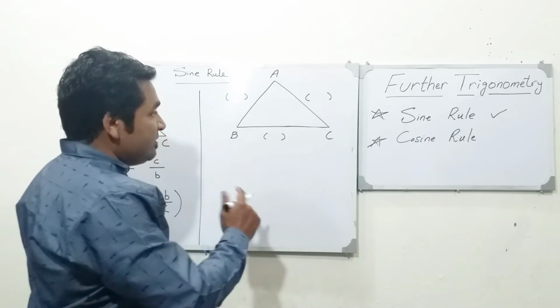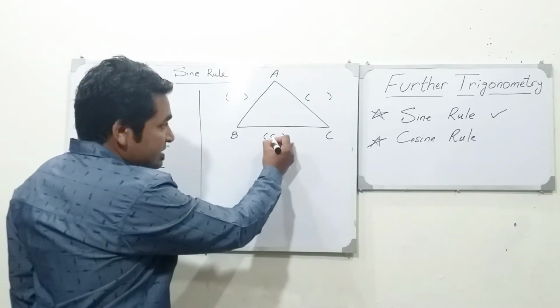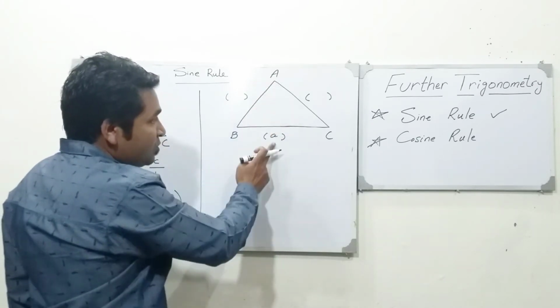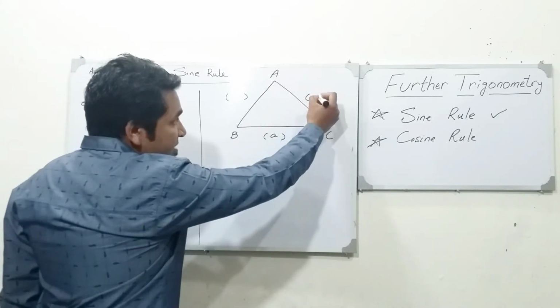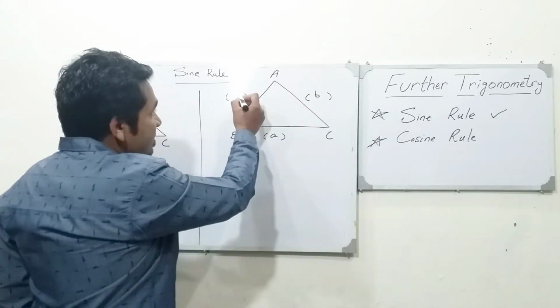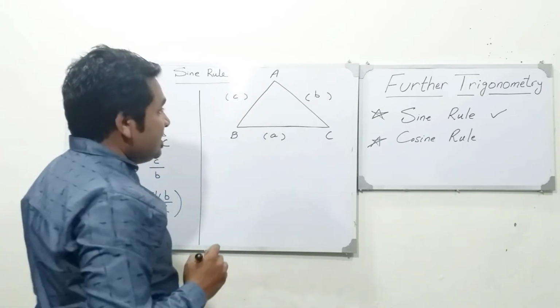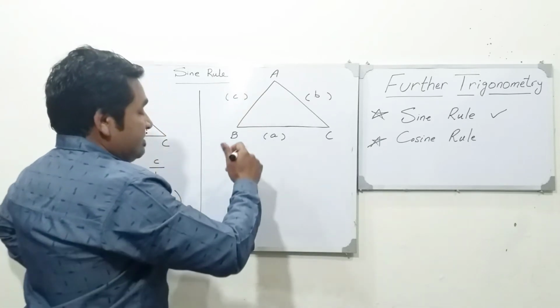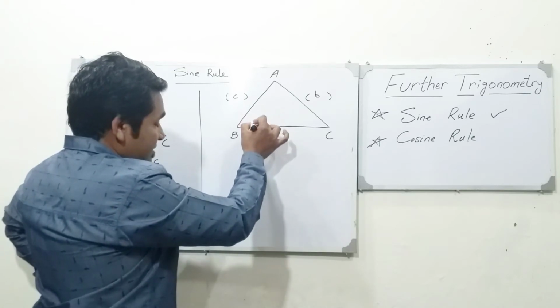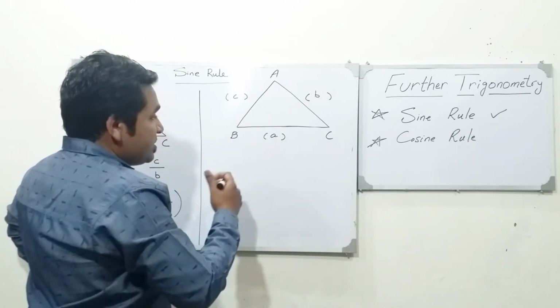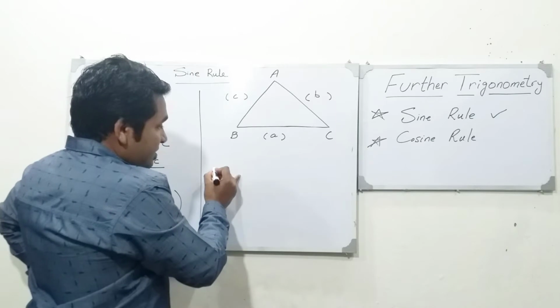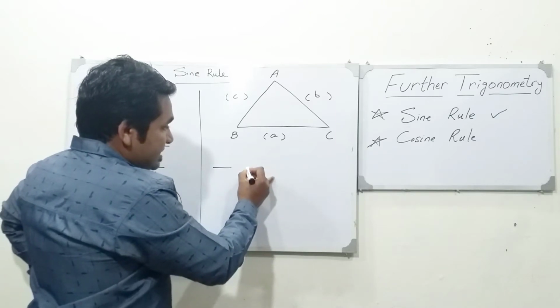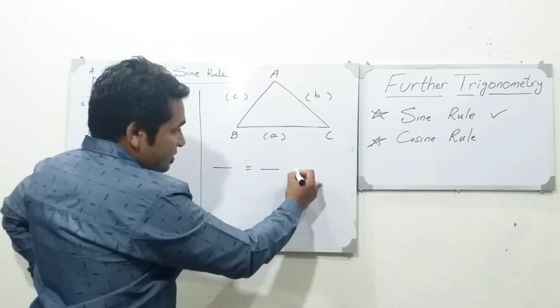I hope you have done it. Here you will write small a, because it is capital A, small a. B, opposite to it is small b, and C, opposite to it is small c. So the sine rule is basically a ratio. First of all, I want to tell you what the sine rule is.